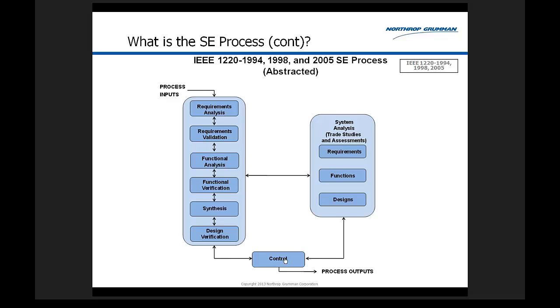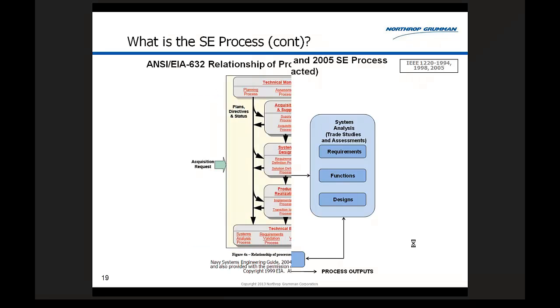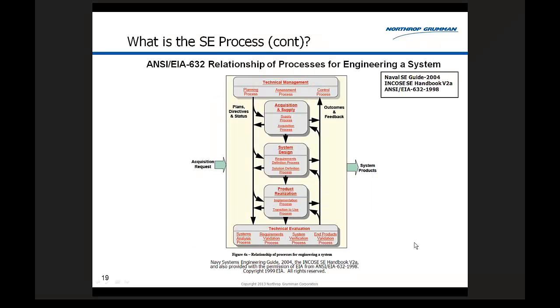Okay, that's 1220, all right? And it's more detailed than that, but this is an abstracted diagram. Now the 19 is the EIA 632 diagram, where it's quite different. This is the full-up EIA 632 that was issued in 1998. And it was adapted in the Naval System Engineering Guide. It's in the NCOSI SE Handbook version 2A, and it's EIA 632, 1998.